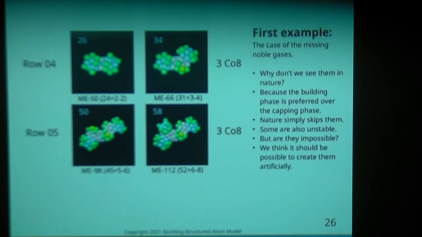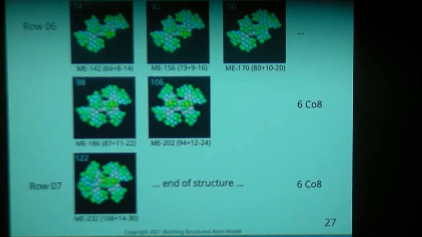First, the case of missing noble gases. We missed two in row 4 and two in row 5. Here we see the structure based on the rules of constructing nuclei in SEM. Row 6 shows 5 missing noble gas configurations. Row 7 has just one, before the oval atomic structure ends, because of colliding branches. There are at least two reasons why we do not see those elements in nature. First, the building phase is preferred over the capping phase. On one end, the building phase starts before the capping on another is complete. Therefore, a fully capped configuration is skipped. Second, it might be unstable.